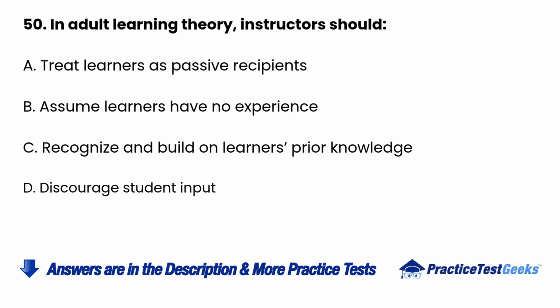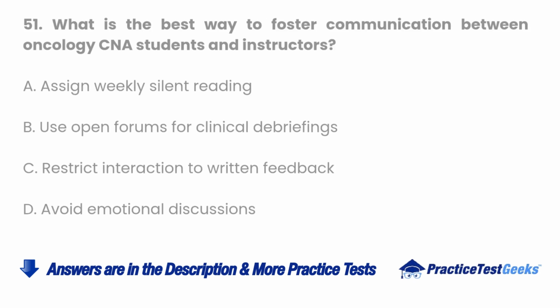50. In adult learning theory, instructors should A. Treat learners as passive recipients. B. Assume learners have no experience. C. Recognize and build on learners' prior knowledge. D. Discourage student input.